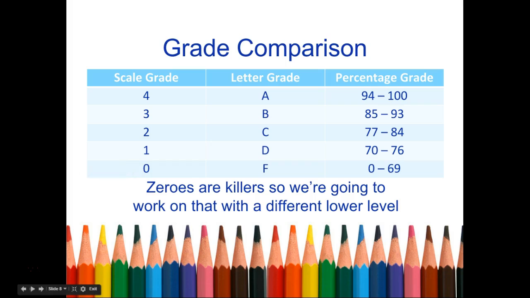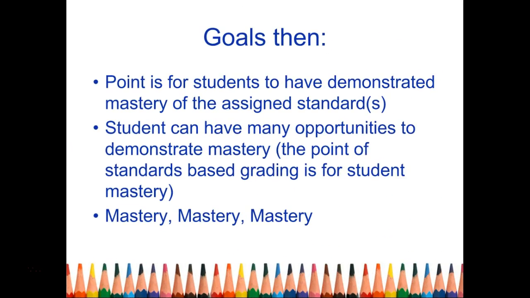Now, we have our grading policy with the 50 as being the lower grade as far as the report cards are concerned, but the grading policy says that you can earn a 0, okay? And so from a 0 to 69 is that F part. Zeros are killers. So we're going to work on that with a different lower level. And it's something I'm just working with here as we're going through. But again, the whole goal, A's and B's, mastery, keep working on it. Keep demonstrating that.